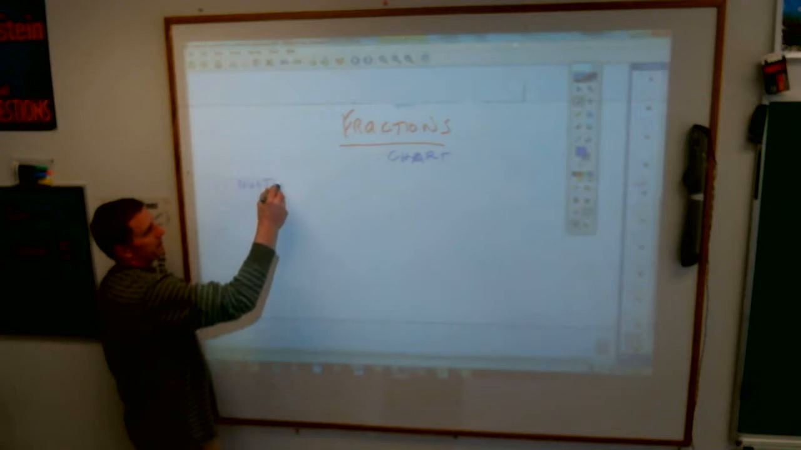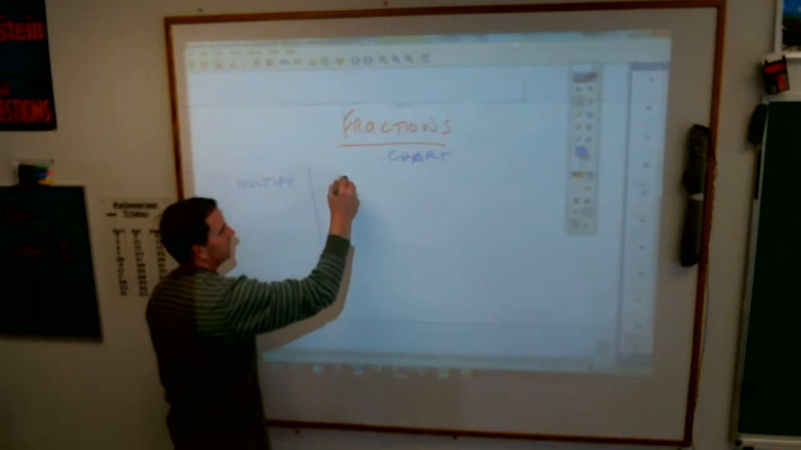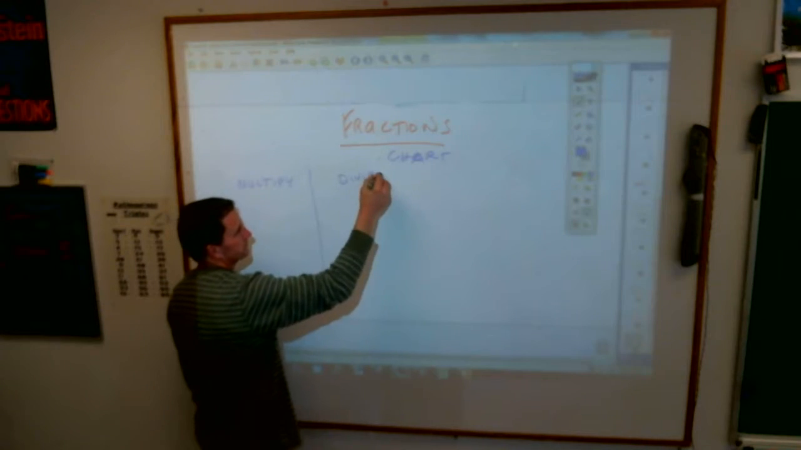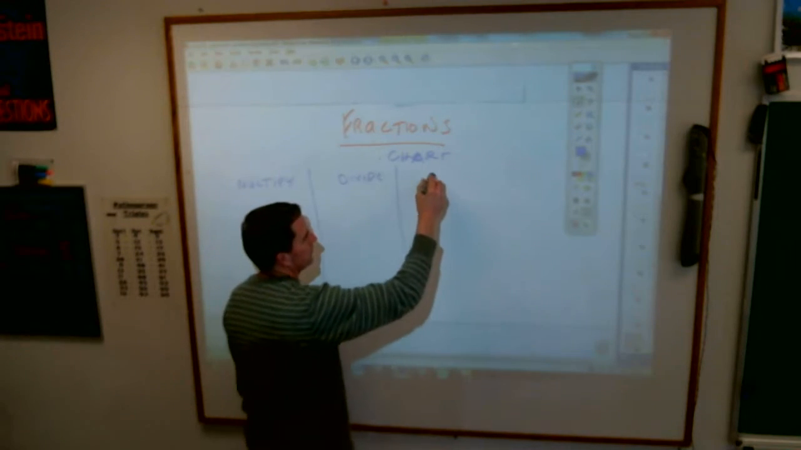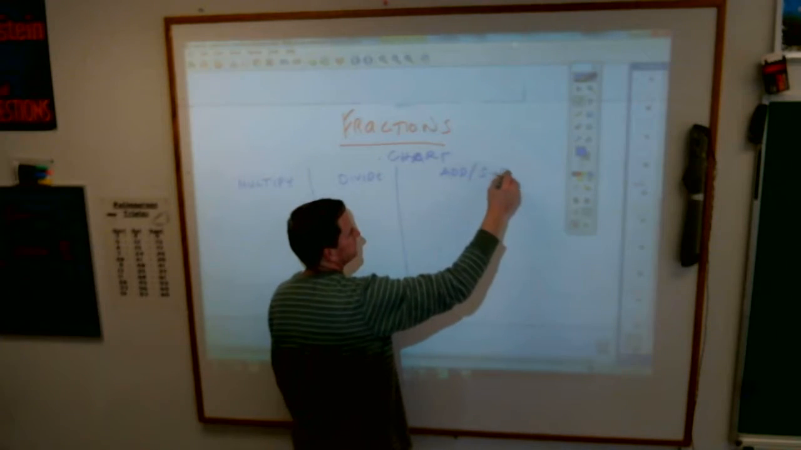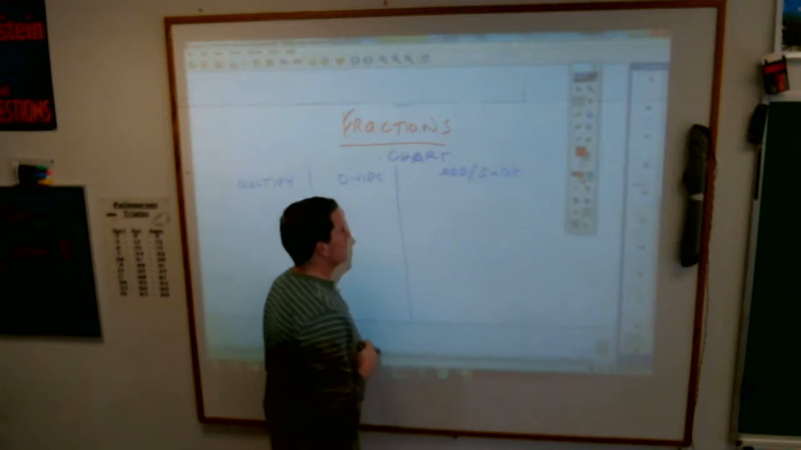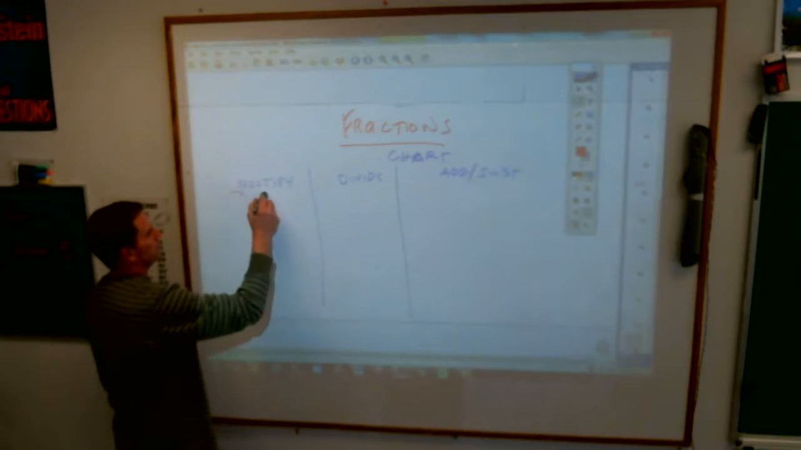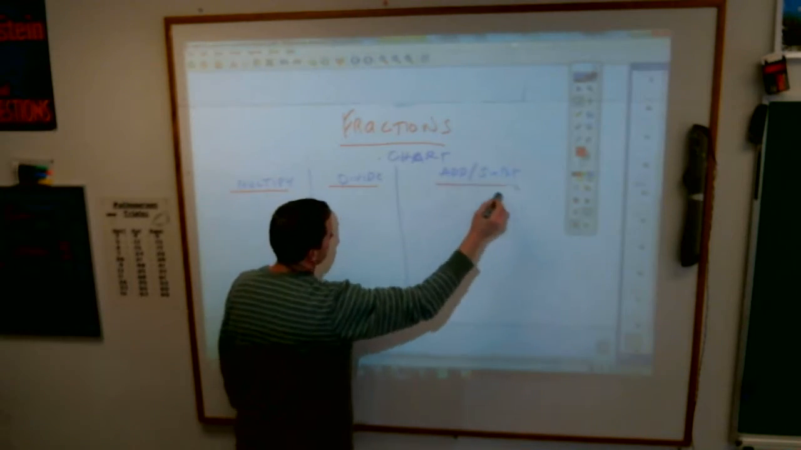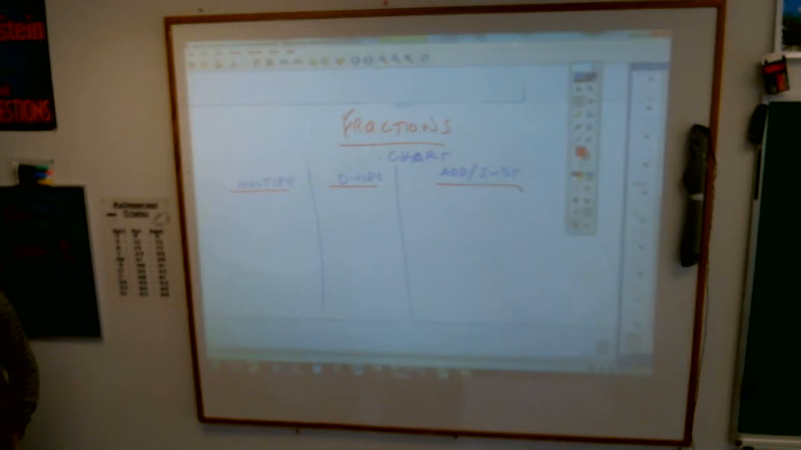when you multiply them, when you divide them, when you add and subtract them, which is kind of the same, so we kind of put that all together. What are the key words and what do you do? For example, if you're multiplying fractions, what would you say would be the key words there?